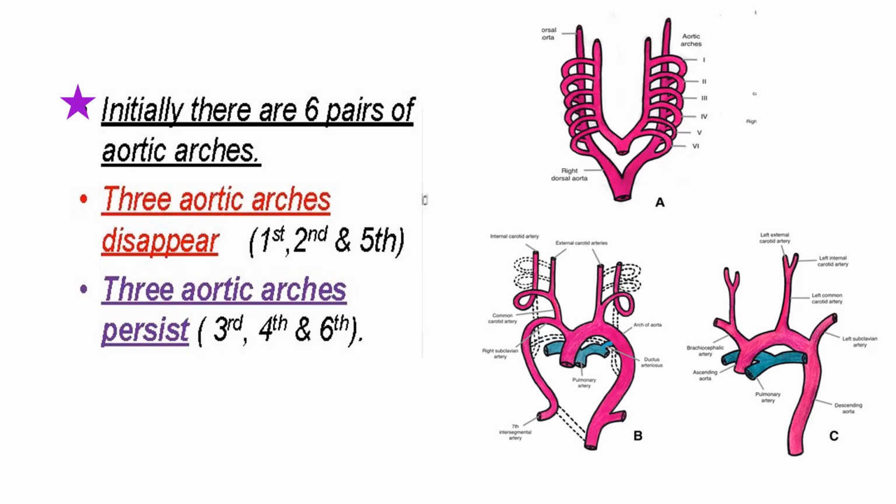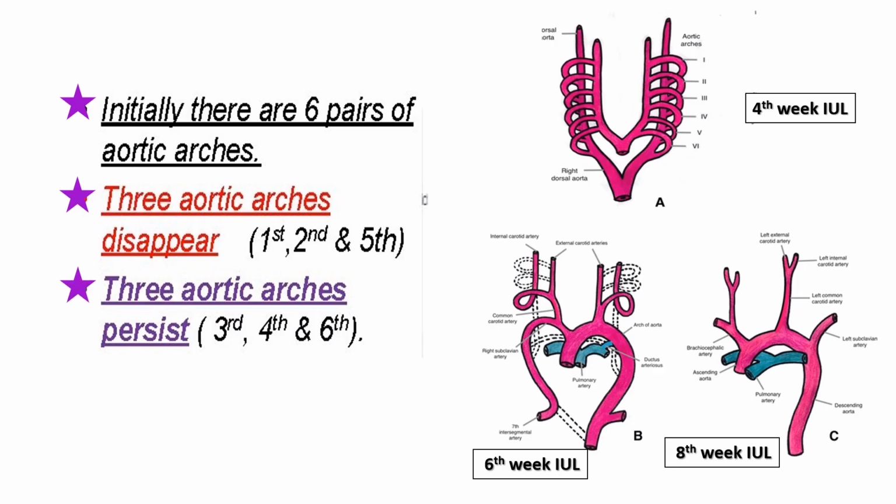Initially, 6 pairs of aortic arch arteries develop between the 4th to 5th week. Later, during the 6th week, 3 aortic arches disappear, that is the first, second and 5th aortic arch, and finally the aortic arches which persist at the end of the 8th week of intrauterine life, that is the 3rd, 4th and 6th aortic arch arteries, finally form the final vascular system of the fetus.